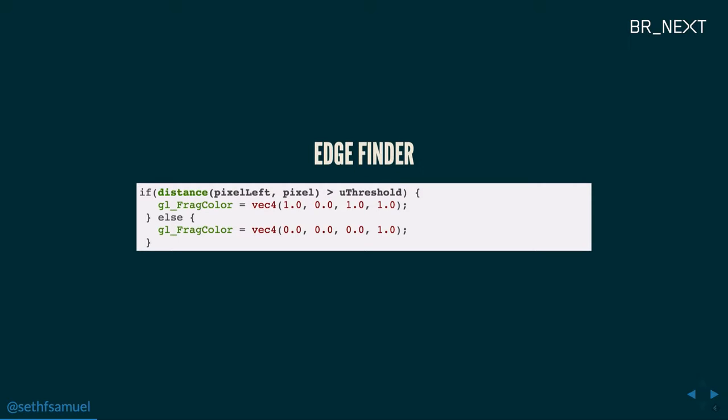Everybody knows what an edge finder is. Cool. I can do it really fast. An edge finder finds edges in images by looking at pixels and looking at either side and seeing how different those pixels are, and if they're very different, you found an edge.